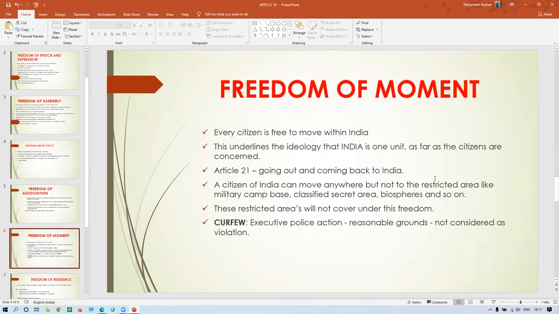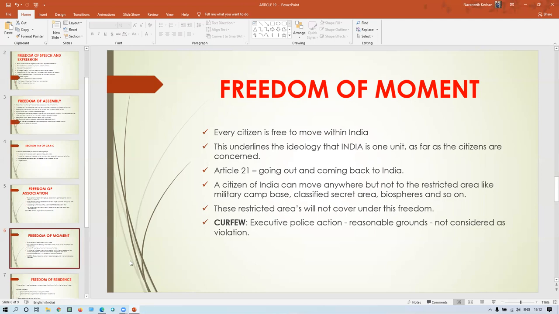Now comes the freedom of movement. Every citizen is free to move within India, which means he can move within the territory of India and India only. Article 21 discusses going out and coming back to India, which we are not going to discuss in elaborated form here. We are only dealing with Article 19. Just for the information, Article 21 deals with going abroad and coming back. So Article 19 has the freedom of movement, which means every citizen can move inside the territory of India.